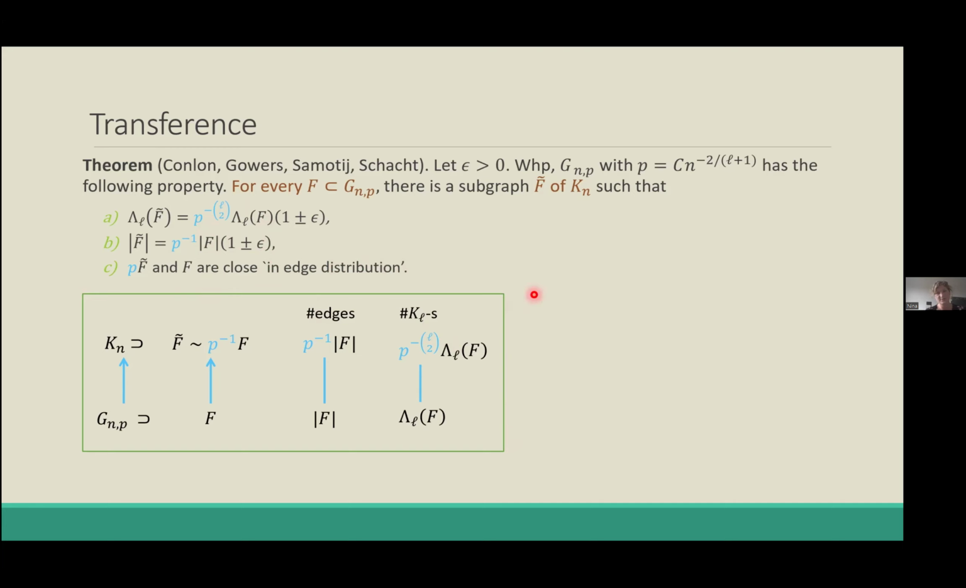And the third thing, another important thing that I forgot to mention is this threshold. So this approximation only exists above the threshold. Below the threshold, you cannot hope for such a statement.